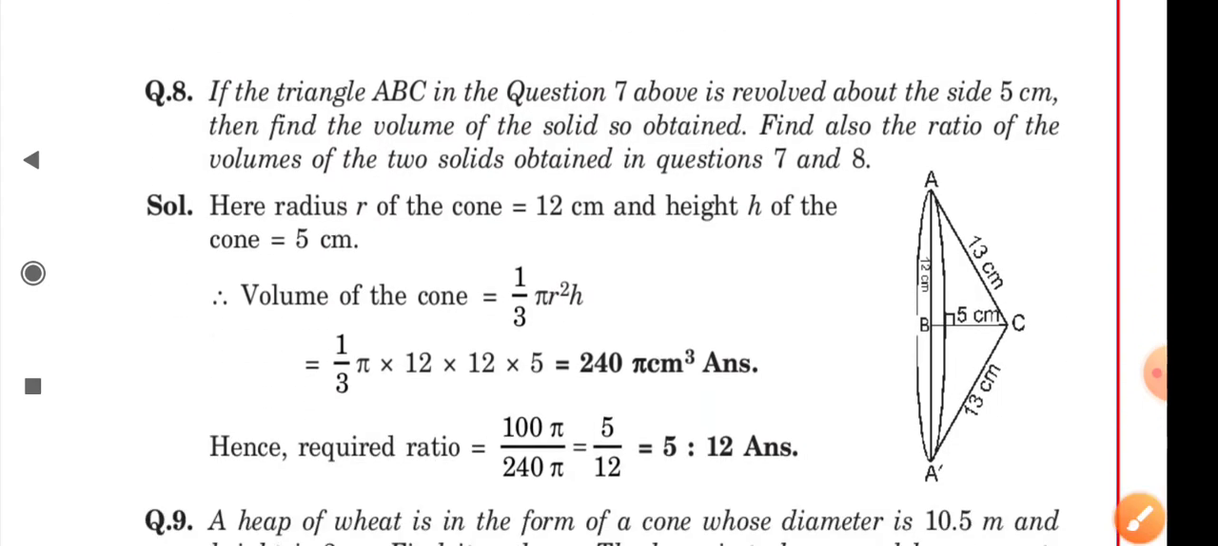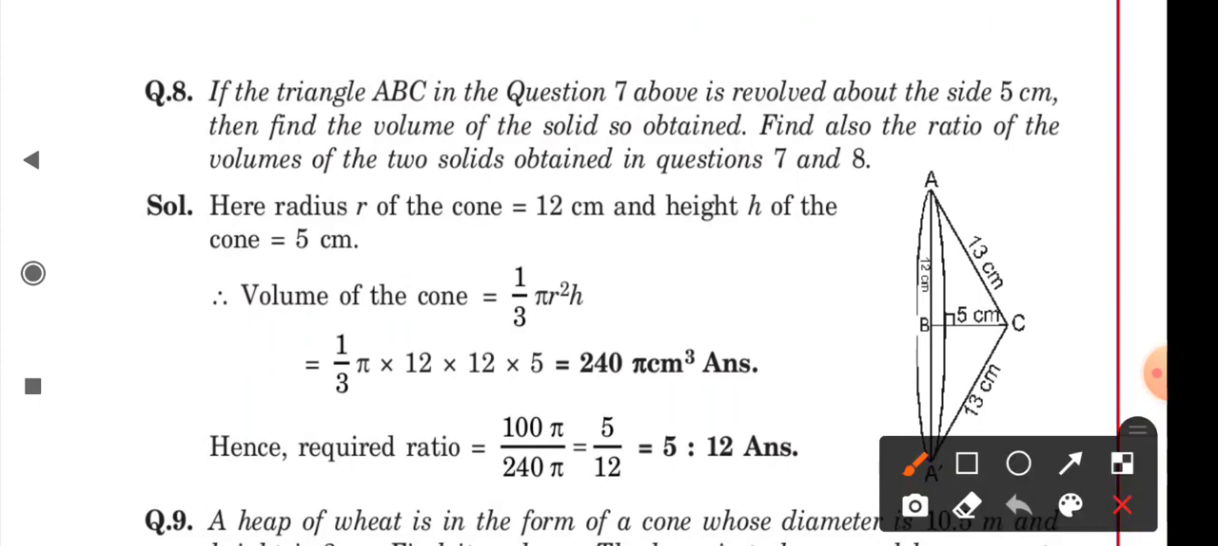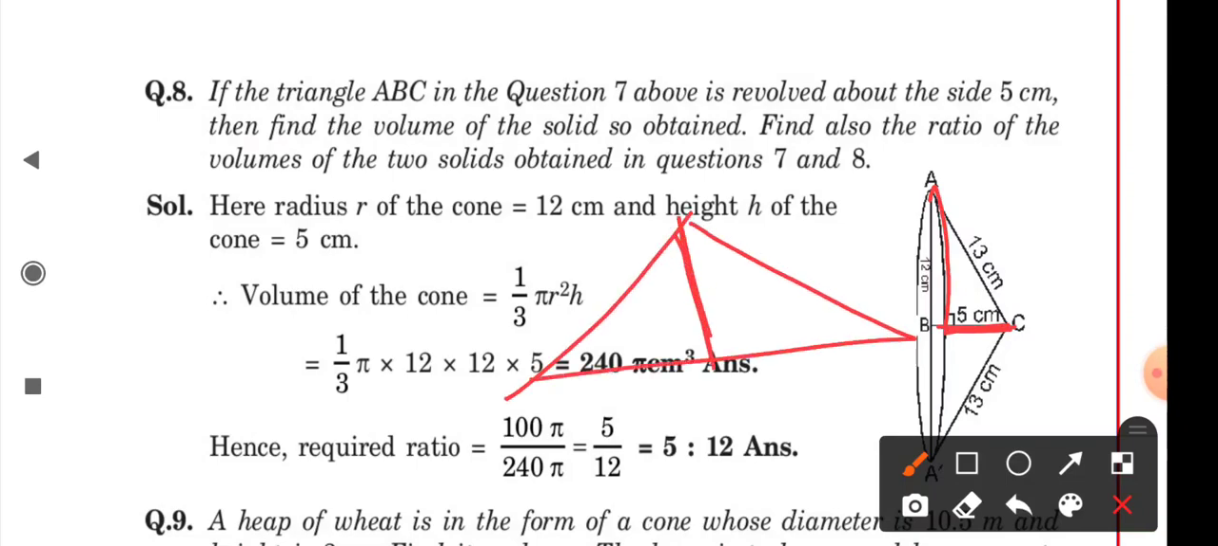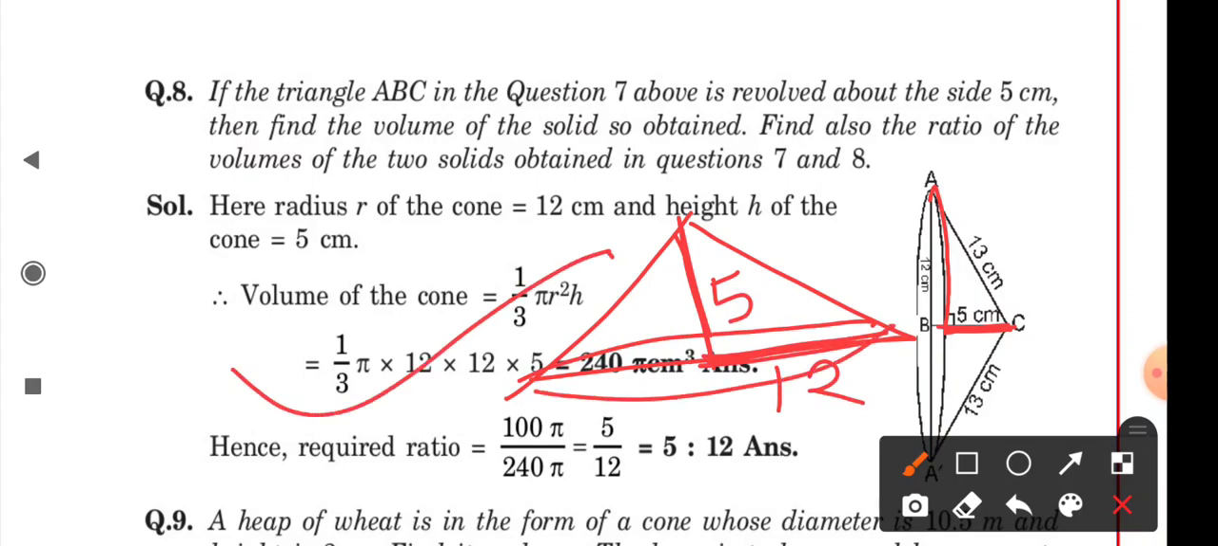Similarly in the next question, now you are rotating the right triangle around the 5 centimeter side. You can make it like that also. So 5 centimeter will be the height and 12 centimeter will be the radius of this cone. And again you will find out the volume, 1 upon 3 pi r square h. In place of r you will write 12 into 12.